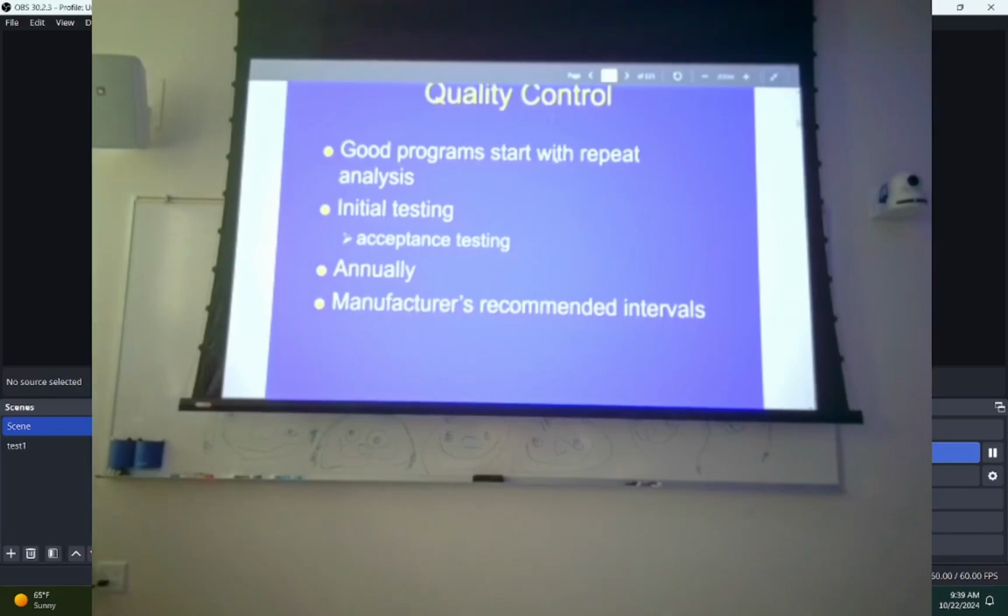So you got your initial testing. We just talked about that. That's your acceptance testing. Then after that, it's going to be annually, unless there's something else, some other reason to do the testing. And then we've got the manufacturer's recommended intervals.